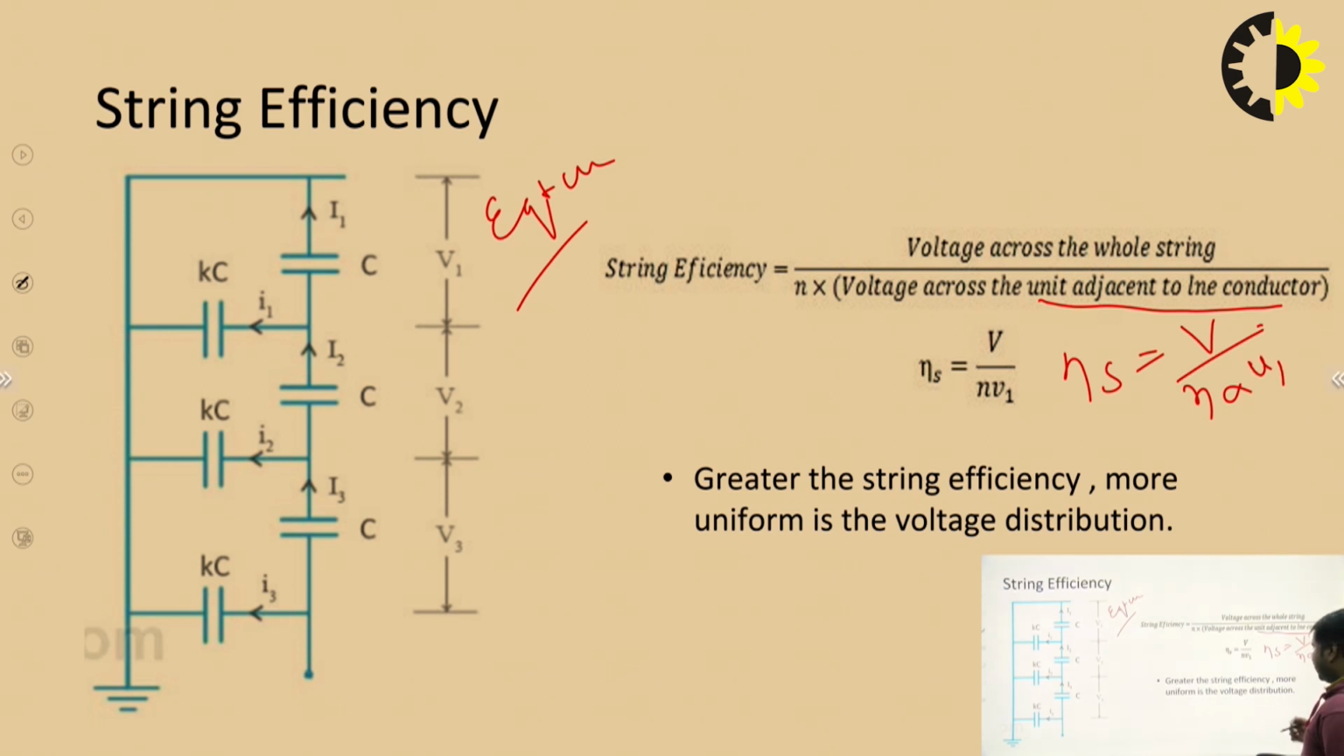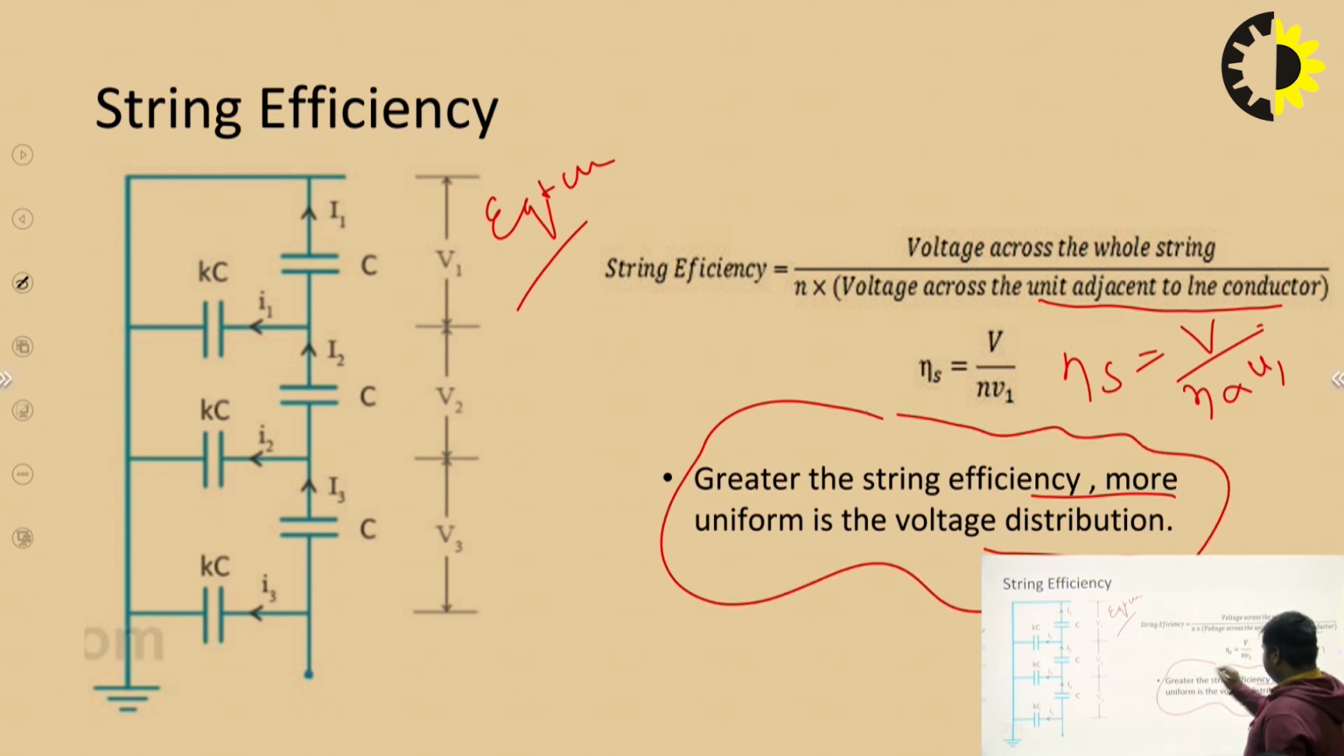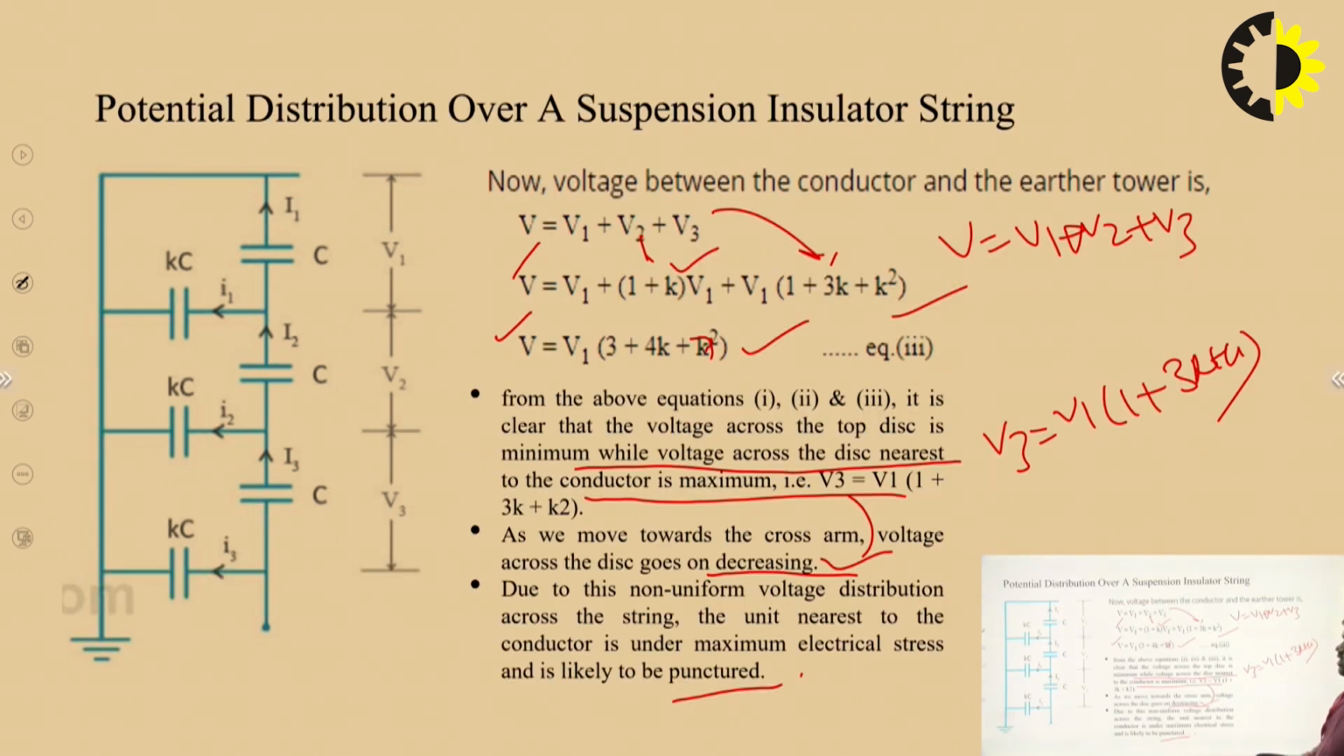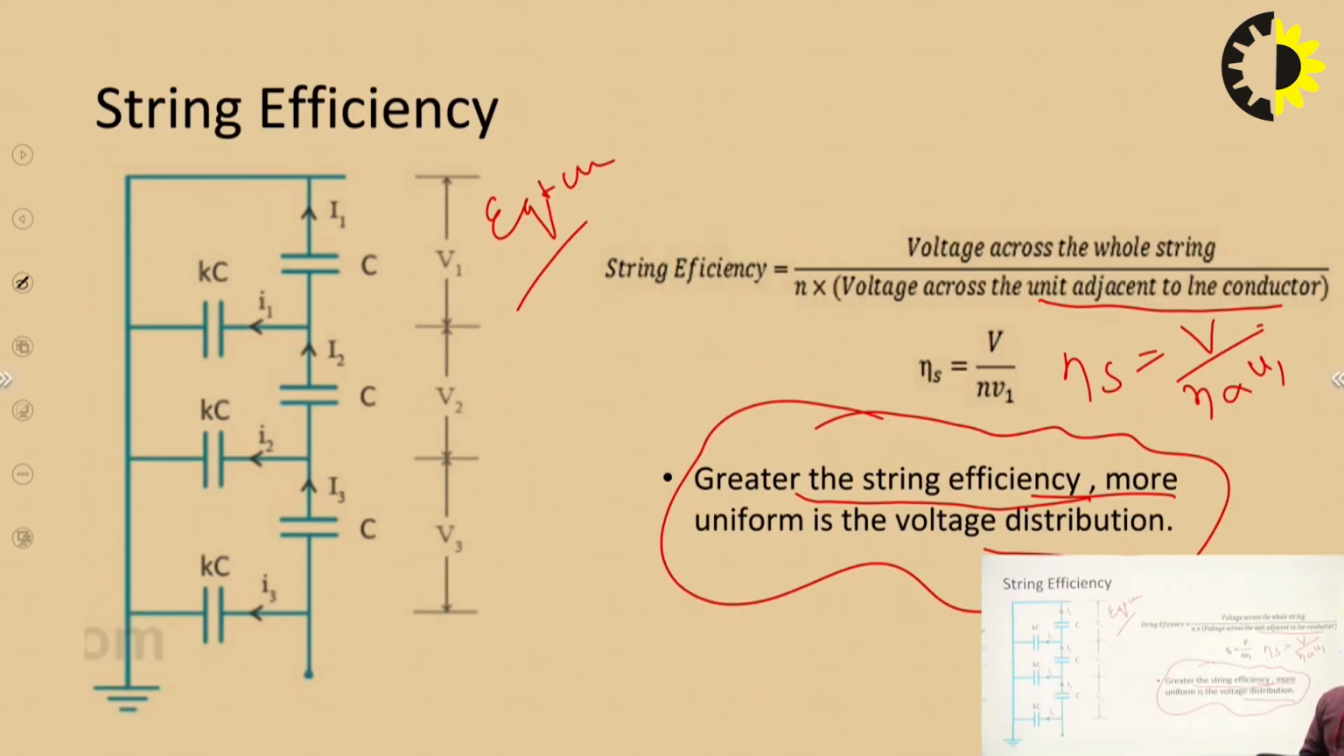So the greater the string efficiency, the more uniform is the voltage distribution. This is a very important point which is to be remembered. The greater the string efficiency, the more uniform is the voltage distribution in the potential distribution over a suspension insulator string, as well as for the calculation of the string efficiency.